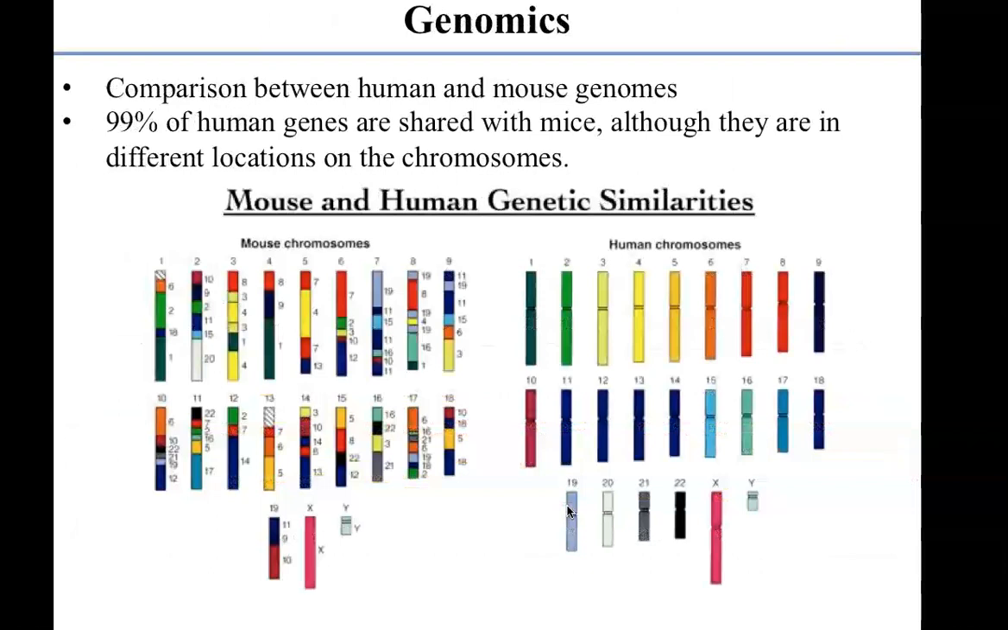So to expand on that idea, let's look at mouse and human chromosomes. So let's look on the right. So these are the chromosomes that we find in human beings. So here's the 22 autosomes. Each one is color coded, right? So autosome number 10 is color coded.